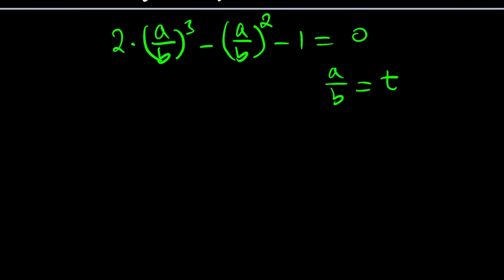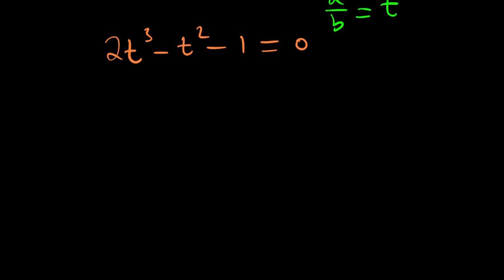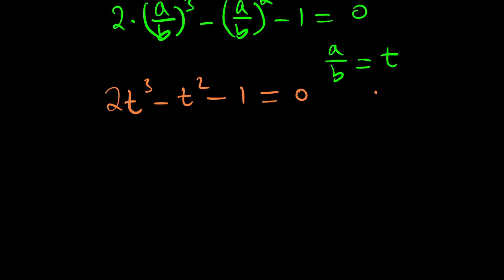If a over b is t, then you get 2t cubed minus t squared minus 1 equals 0. So that's one way to go about it. I'll show you an alternative, okay? Now, this is a cubic equation. I know there are ways to solve cubic equations, but actually this is a special one. Why? Because t equals 1 is a solution, as you can immediately see, hopefully, right?